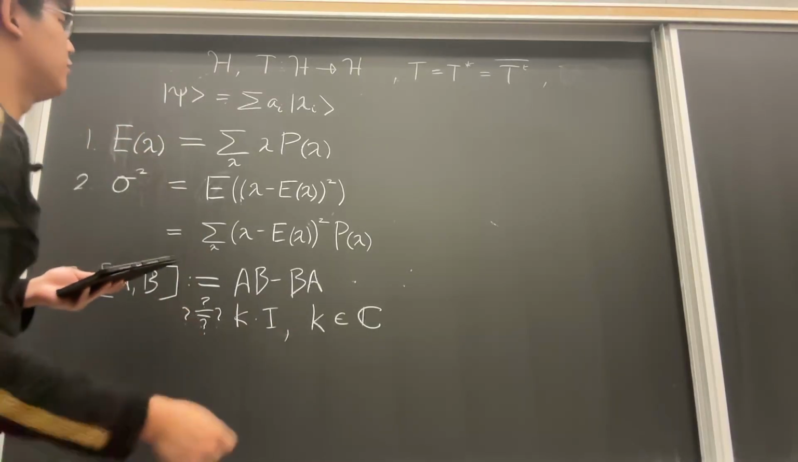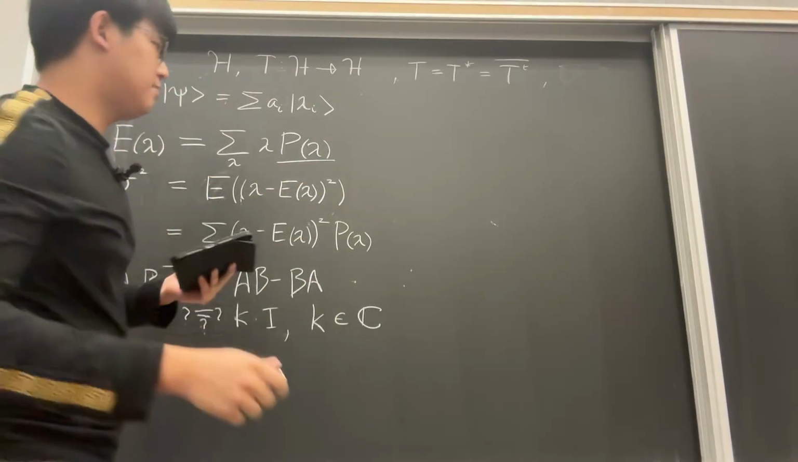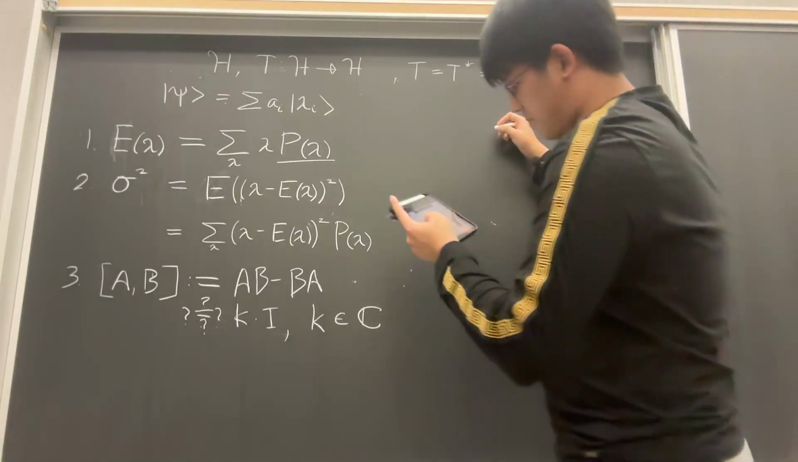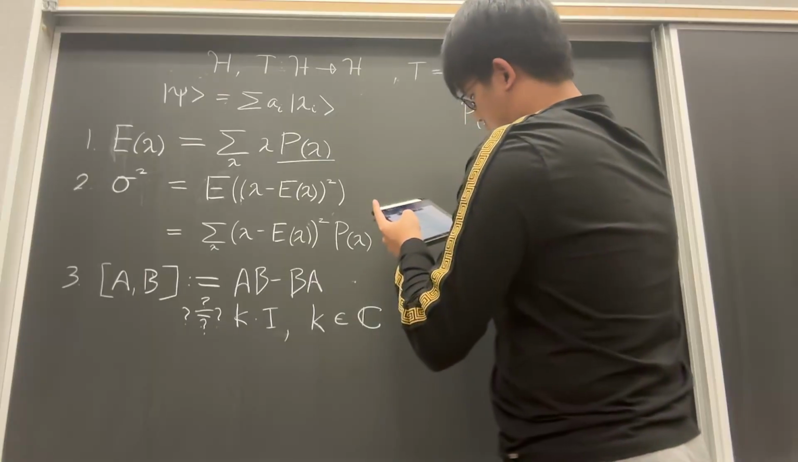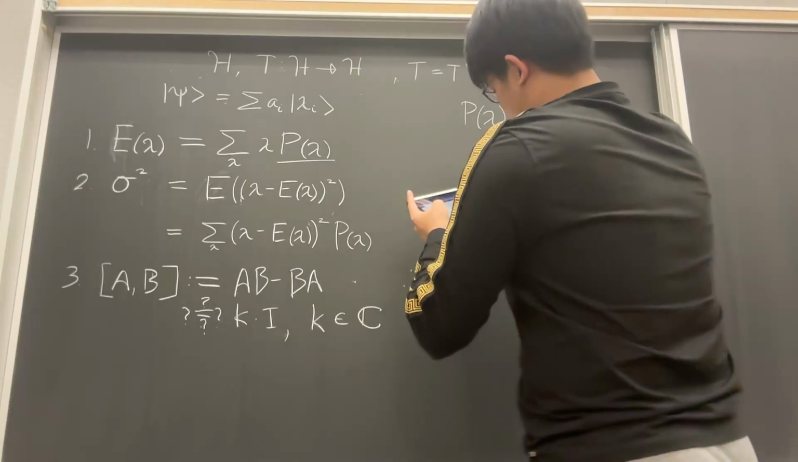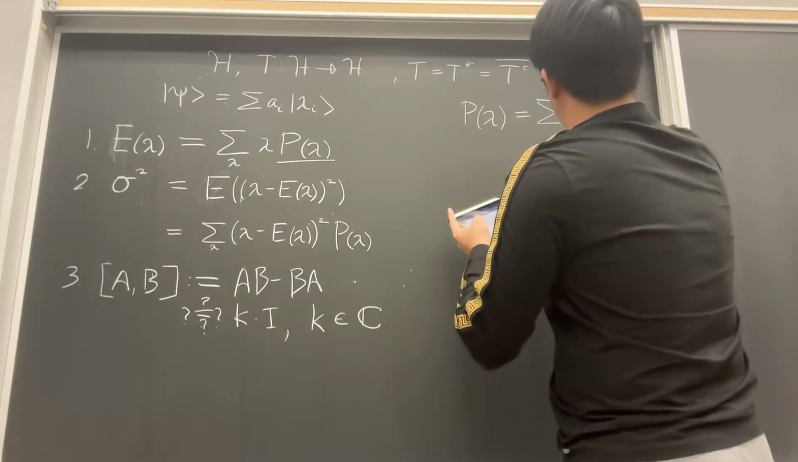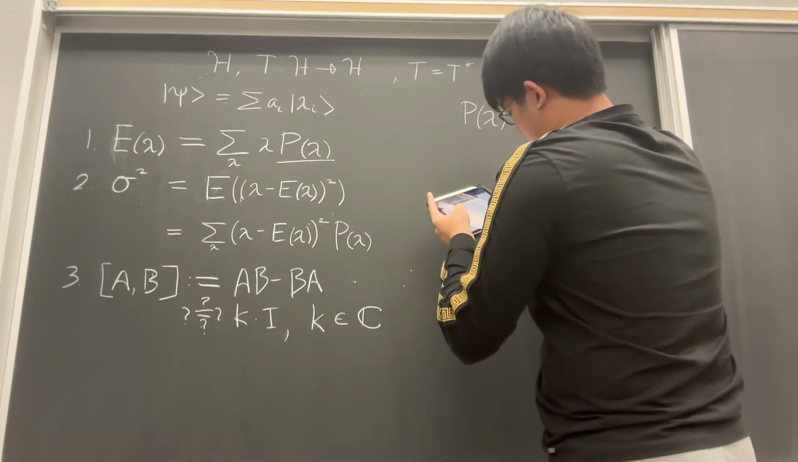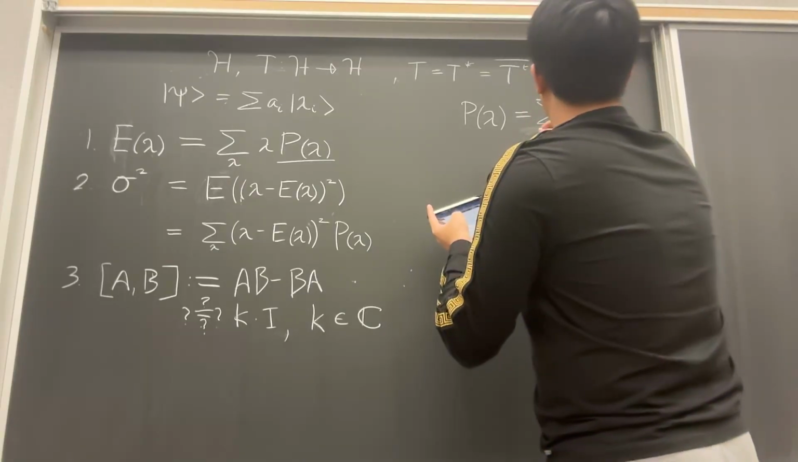To define expected value, we're going to need this. This is just the probability of each event happening. I think we saw this last time where we went over the particle in a box, where we define P of lambda as the norm of your coefficient, squared.